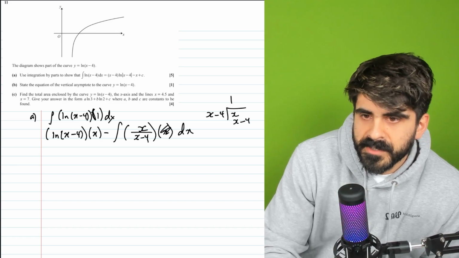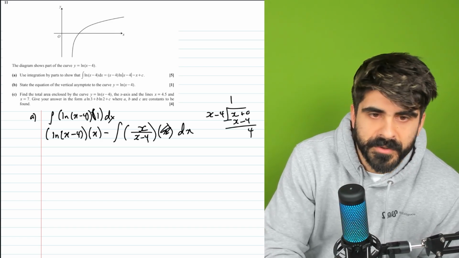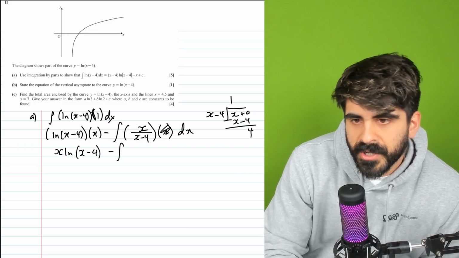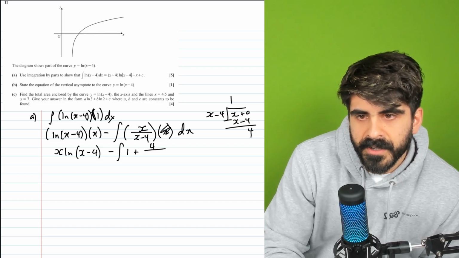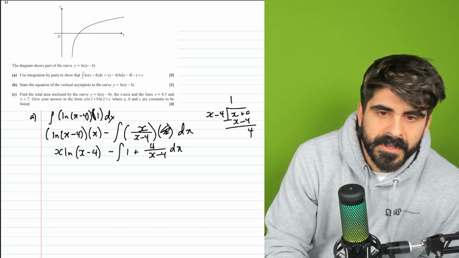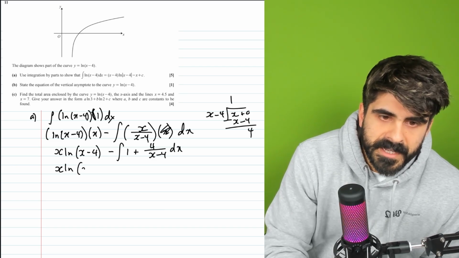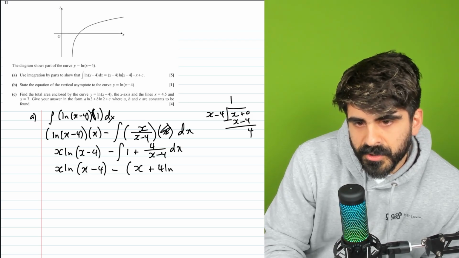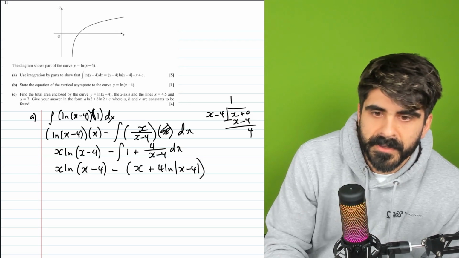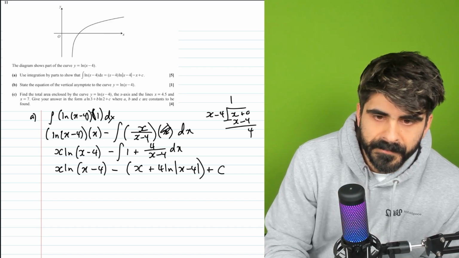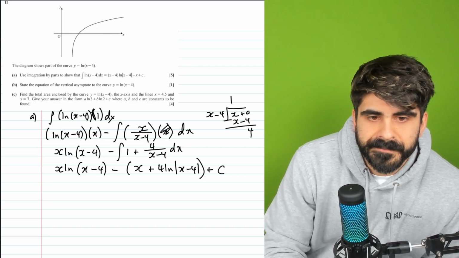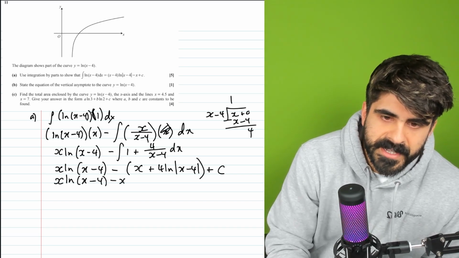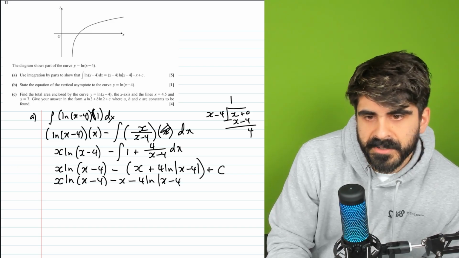So we get x minus 4, plus 0, so the remainder is 4. x ln(x minus 4) minus the integral of 1 plus 4 over x minus 4 dx. So we get x ln(x minus 4) minus the integral of 1, which is x, and then here we just get 4 ln modulus of x minus 4, plus c. So we have x ln(x minus 4) minus x minus 4 ln(x minus 4).